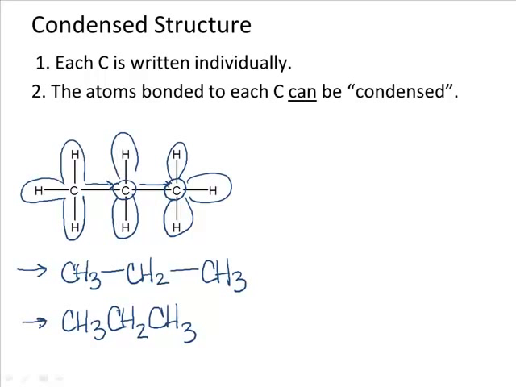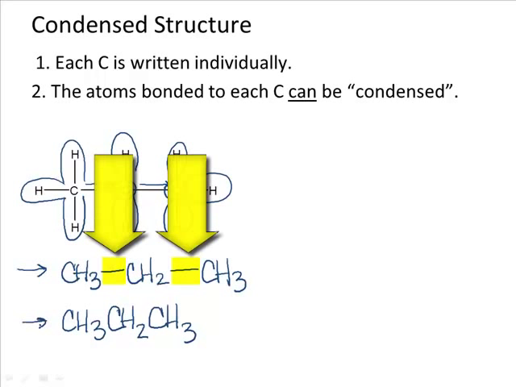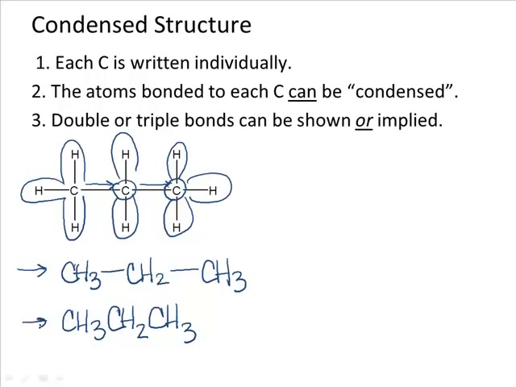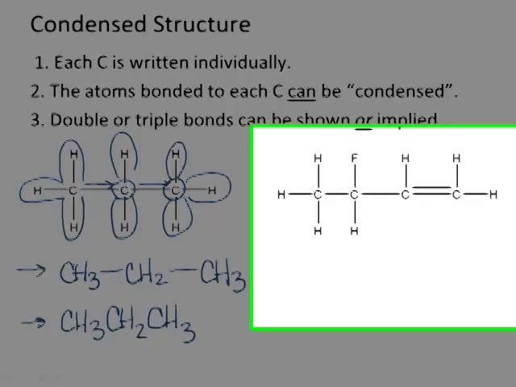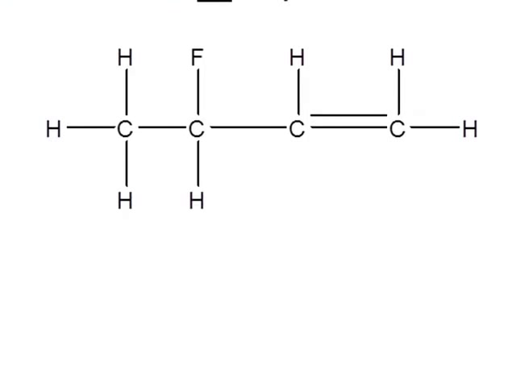When working with condensed structures, you have the choice of whether or not you want to make those single bonds implied. You actually have the same choice when it comes to working with double or triple bonds. However, I recommend that you draw double or triple bonds out for the sake of clarity. Let me give you a more complex structure. Here's a molecule that has 4 carbons, as well as several hydrogens, a double bond, and a fluorine. Take a second, pause the video, and see if you can write a condensed structure for this molecule.